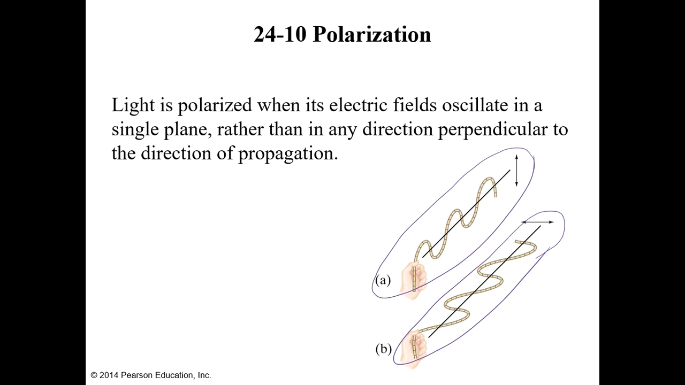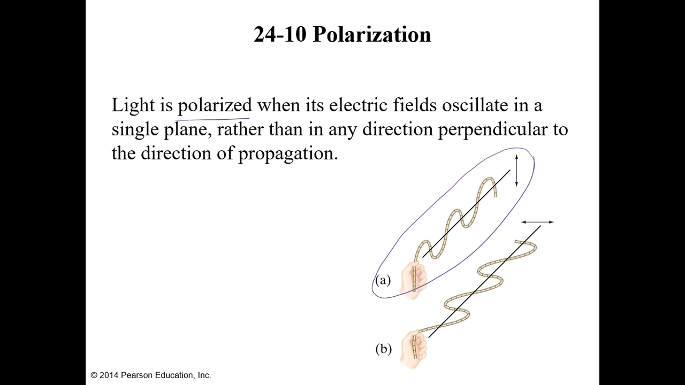Doesn't matter. And most light that exists, most of the light we see out in our atmosphere, for example, is non-polarized light, meaning it's any direction at all. But if we start singling out a single direction, like if we say that the electric fields are only oriented vertically, then we start saying that that light is polarized.